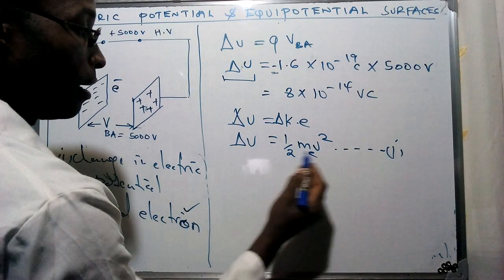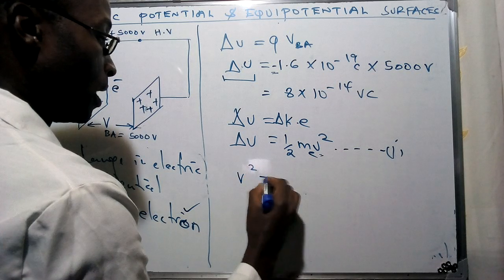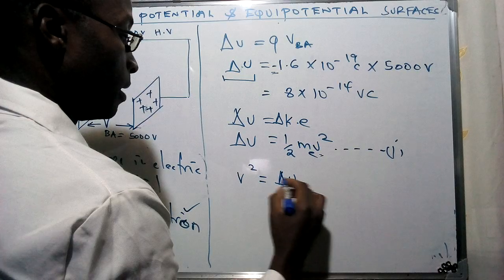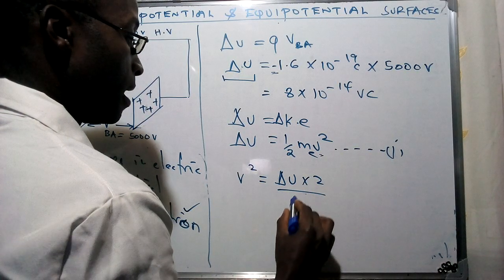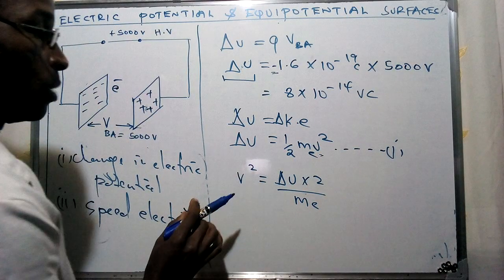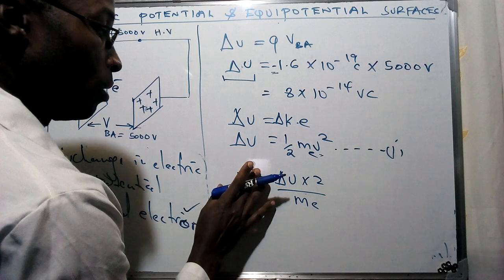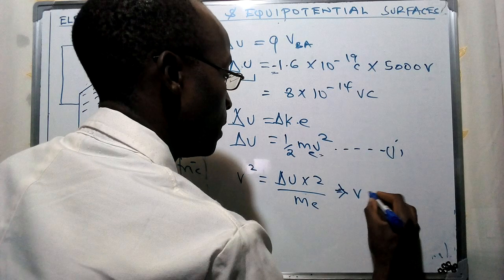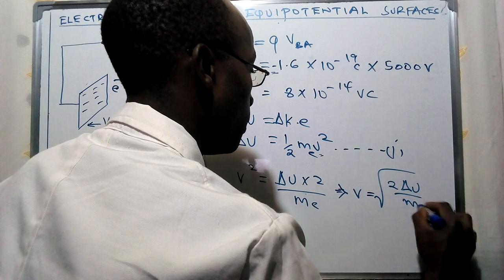So we're going to make velocity the subject of the formula by having v squared equivalent to the change in potential times 2, divided by the mass of this specific electron. So for us to find v, which is of course a positive velocity, we're going to take the root, implying v is equivalent to the root of 2 change in U over m.